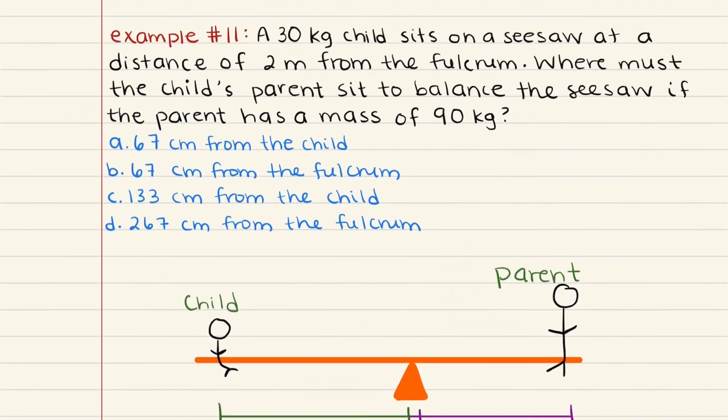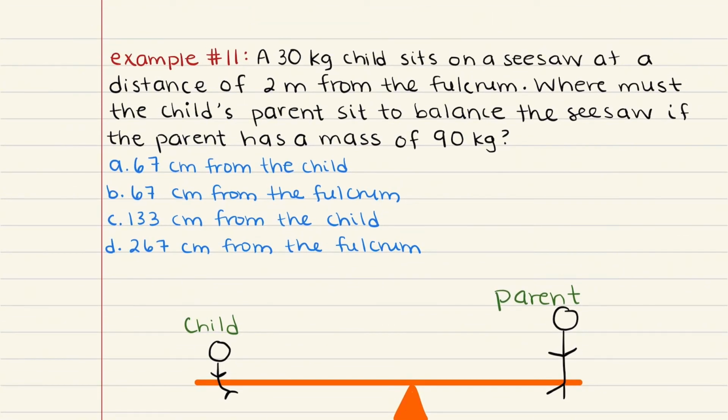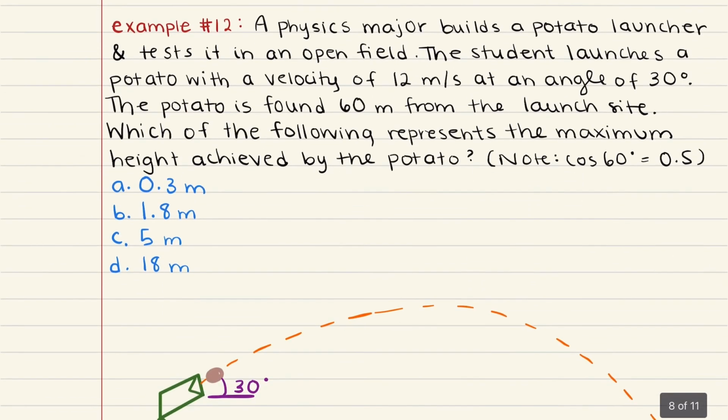So looking at our answer choices, we're looking for an answer that says the parent sits 67 centimeters away from the fulcrum. That best aligns with answer choice B. So the correct answer for problem 11 is B. Let's move on to the next problem.